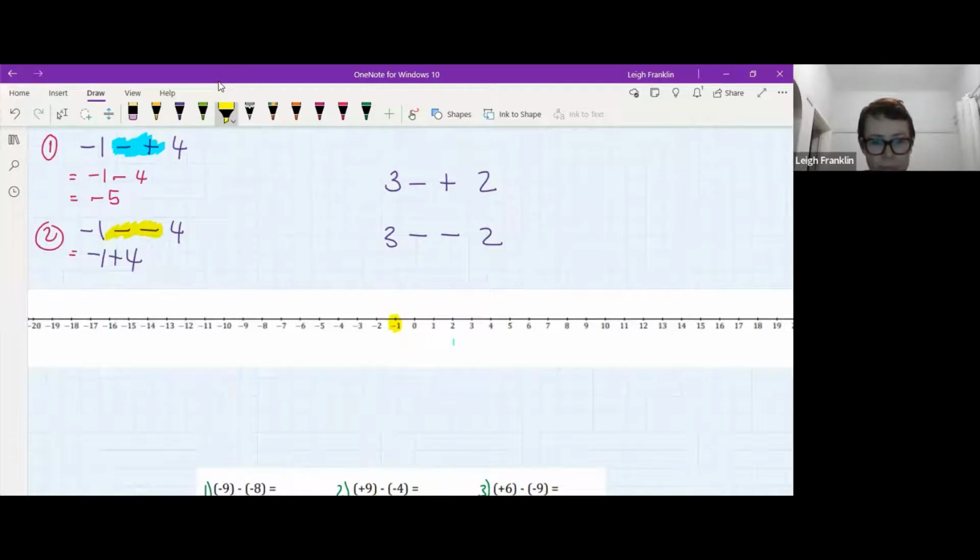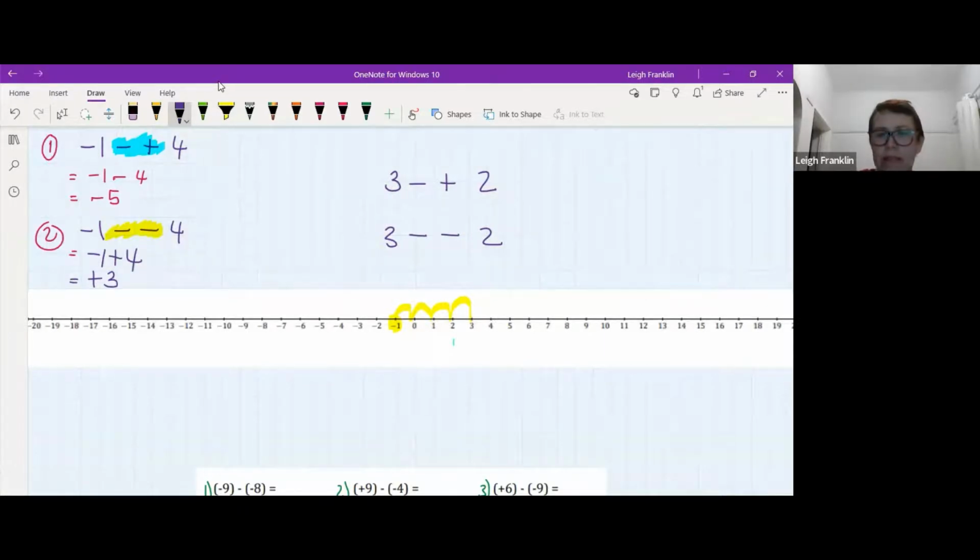To the right. Lovely. And how many places to the right do I need to go? 4. Lovely. So 1, 2, 3, 4. Where do I end, Bonolo? At +3. Beautiful. What a fantastic explanation. I couldn't have done that any better, Bonolo. Well done. That's really lovely. Good job.